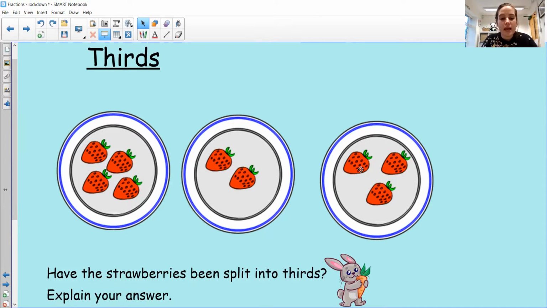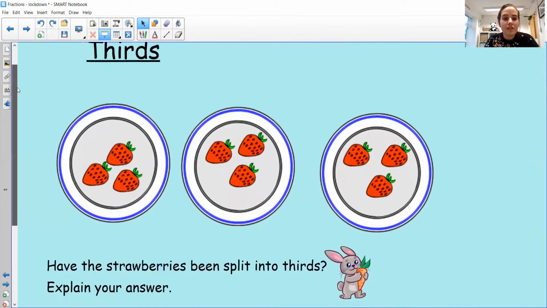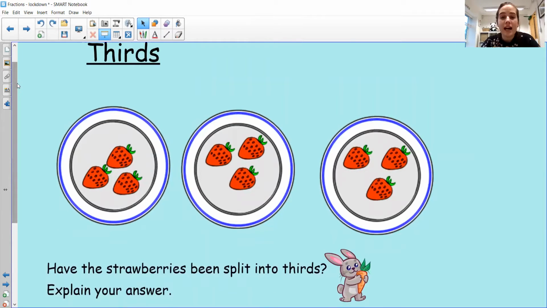Well, if I've got 3 here and I've got 4 here, I might want to move one out of here. So now I've got 3 here, 3 here, only 2 here. I can add one in here. Do I have them equal now? Are they split into thirds? Yes, they are, because they're now equal. So when we're splitting into thirds, exactly the same as quarters and halves, those parts have to be equal. They have to be the same. And in each part, there are 3.